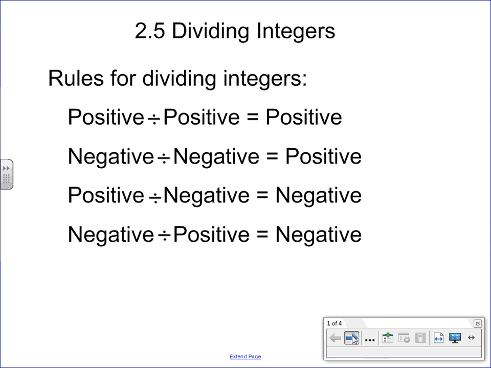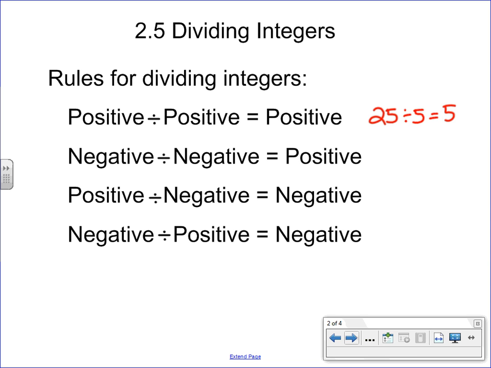Just like when multiplying, there are rules that can be followed for division, and these rules happen to be the same. For example, a positive number divided by a positive number. Positive 25 divided by a positive 5 is going to equal a positive number, in this case, positive 5.